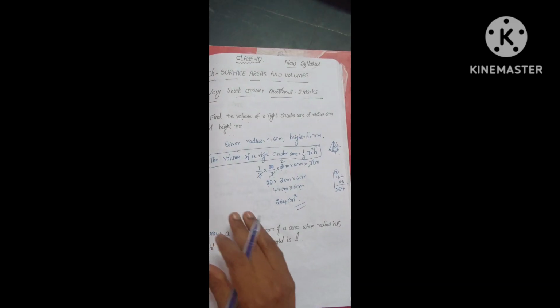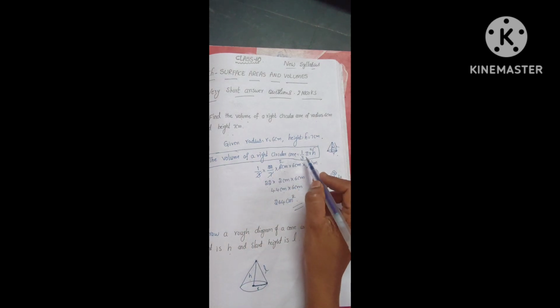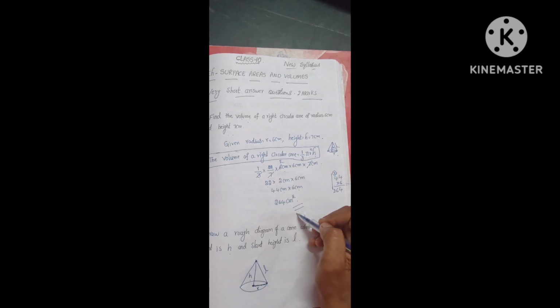And in the previous problem we learned that using the radius and height you can find the volume of a right circular cone. What is the right circular cone formula? 1 by 3 pi r square h. Like this you can substitute the values and find the value.